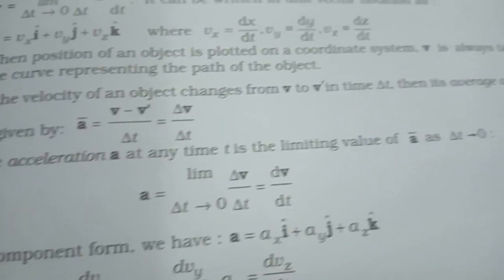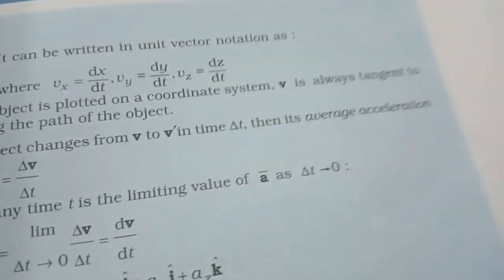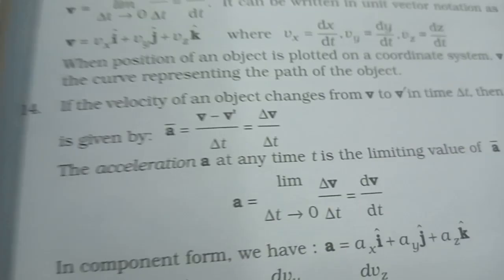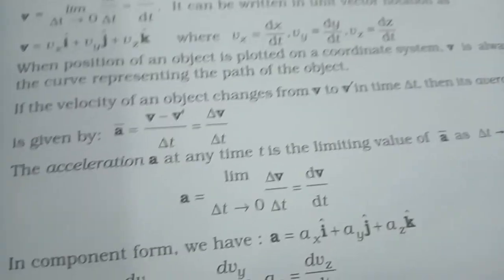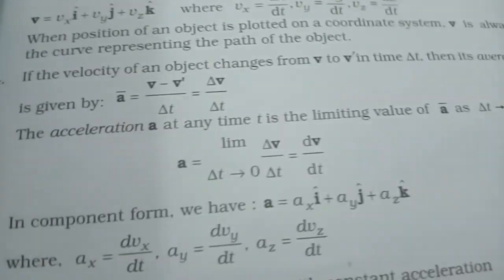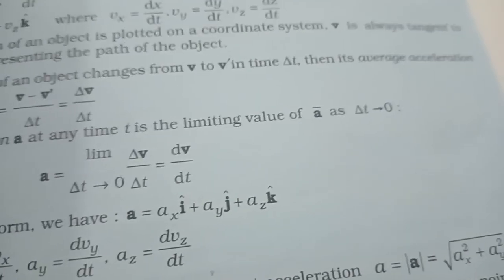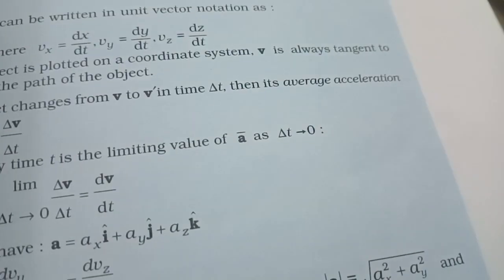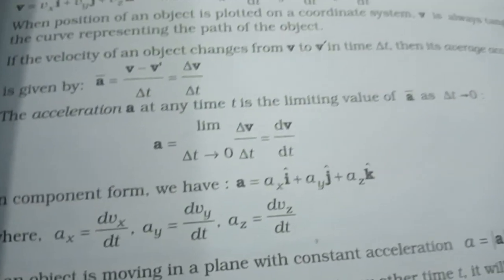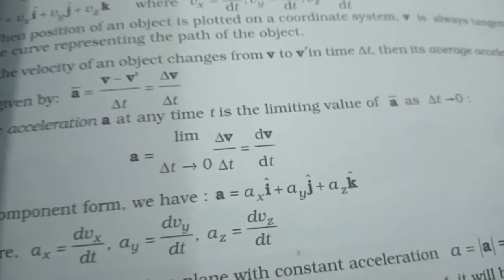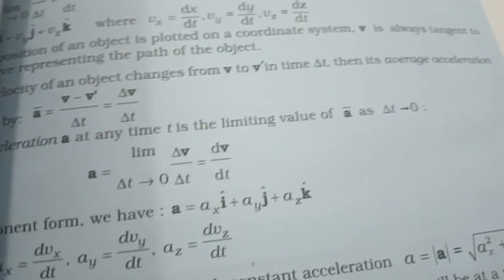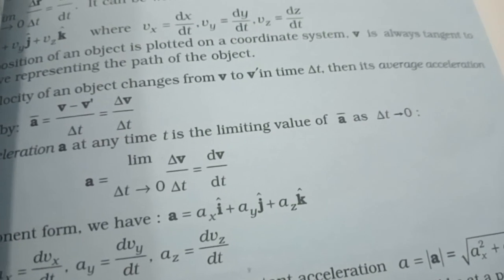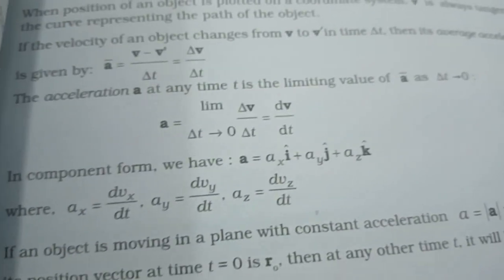If the velocity of an object changes from v to v' in time delta t, then its average acceleration is given by a bar is equal to (v' minus v) upon delta t, which is equal to delta v upon delta t. The acceleration a at any time t is the limiting value of a bar as delta t tends to 0. a is equal to, when delta t is very small, delta v upon delta t, which is equal to dv upon dt.